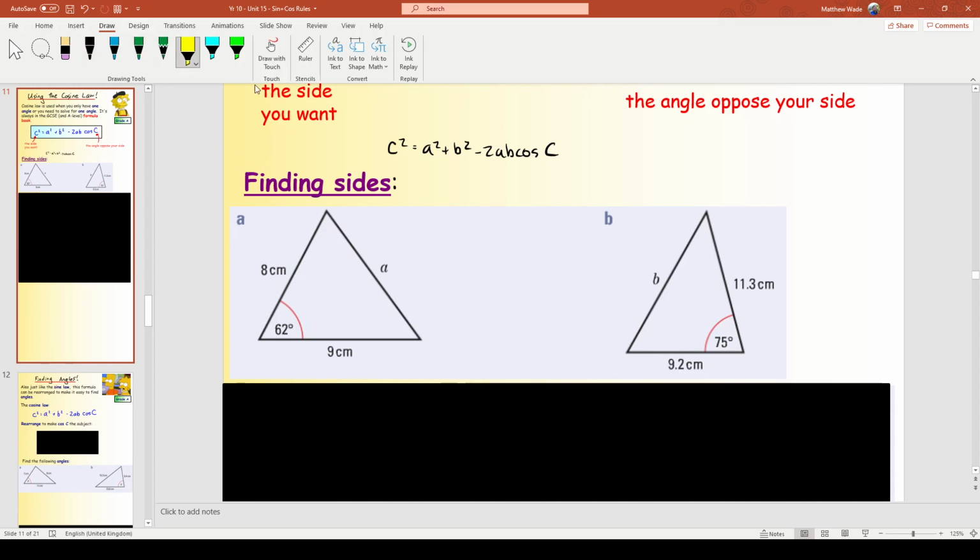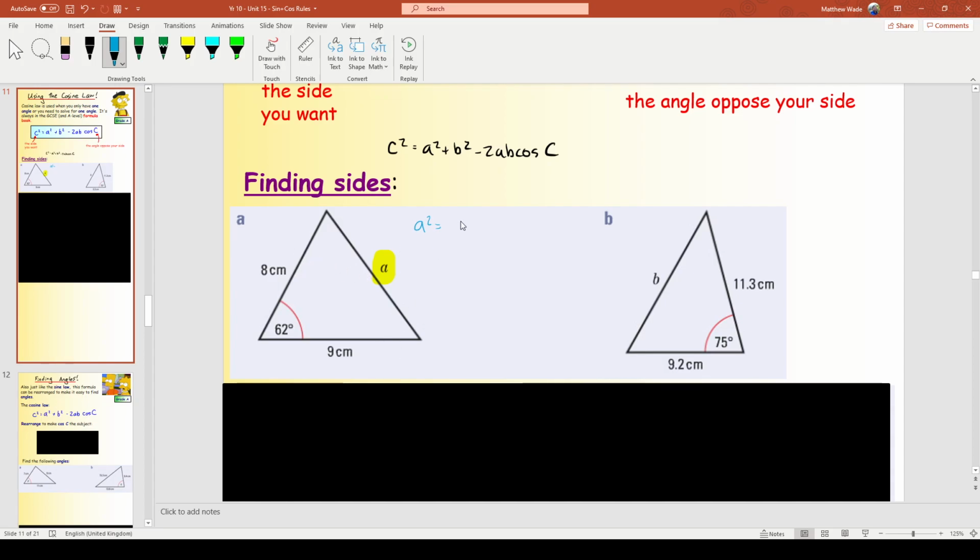So here we go. Main thing to remember is C is whatever side you actually want. So in our case, the C is A, because that's the thing that we don't know. So here's what we're going to write down. We're going to write down a squared equals, and then remember what we said about A and B in the formula. They are the other two sides that aren't the ones that you want.